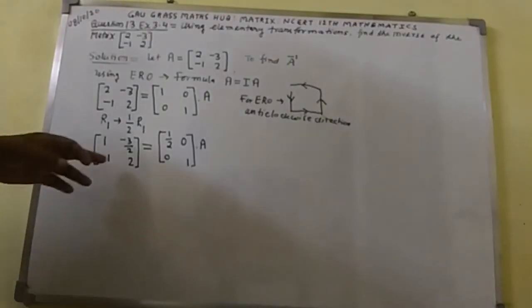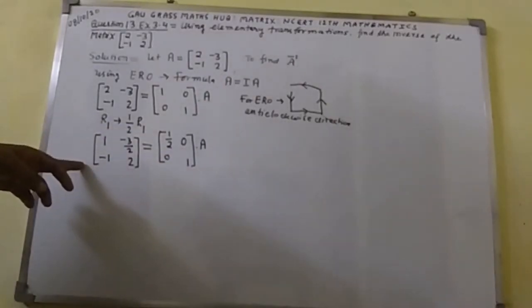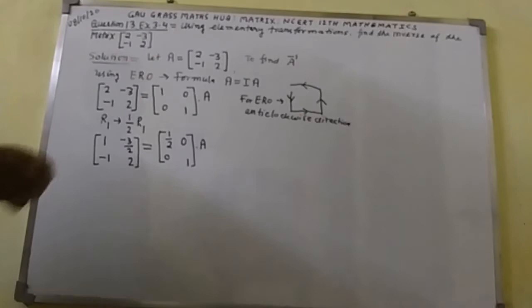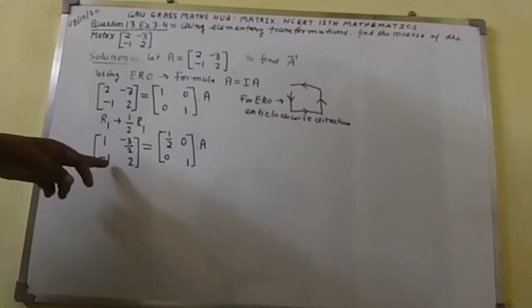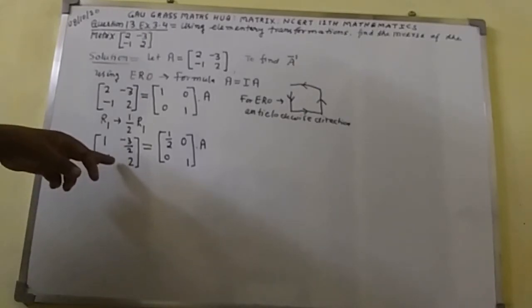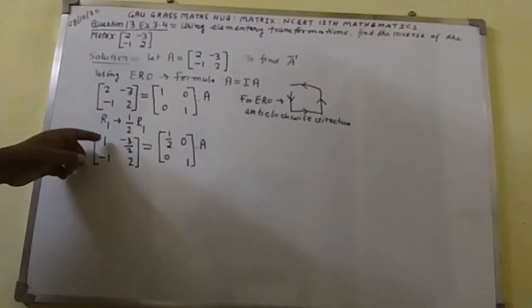Now here you have got this matrix. This matrix is going to be converted into an identity matrix. All operations in this matrix will occur in anti-clockwise direction. This element you have got here is 1.